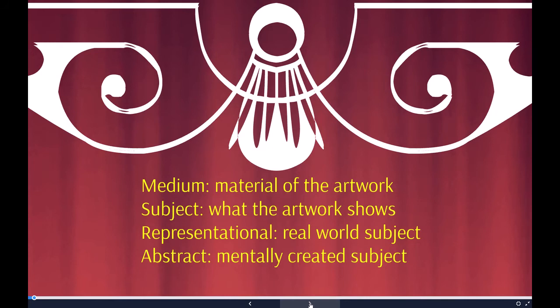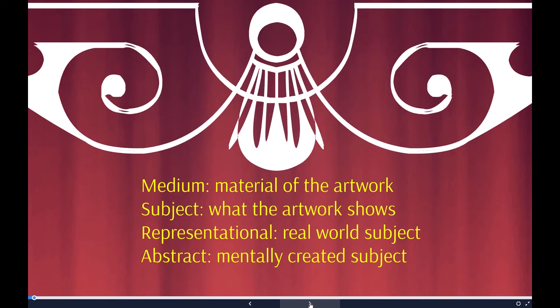Representational is also about the subject. Is it a real world subject? Is it a person? Is it a place? Abstract is also about the subject. An abstract is a mentally created subject. An abstract can just be colors or shapes or lines.